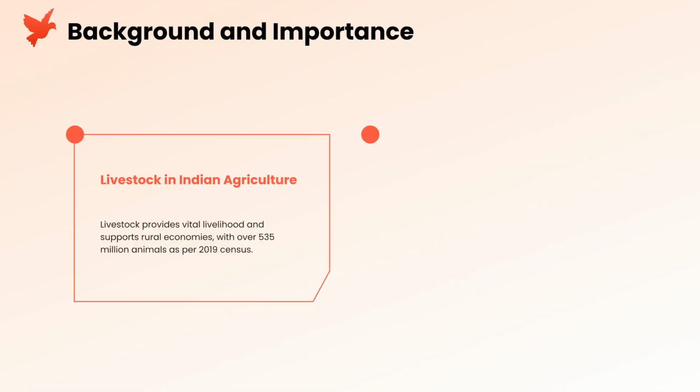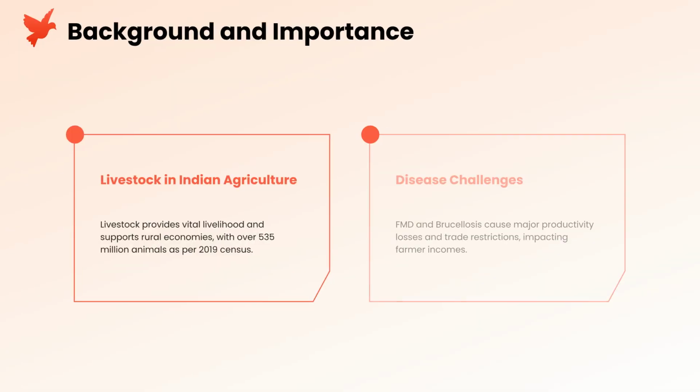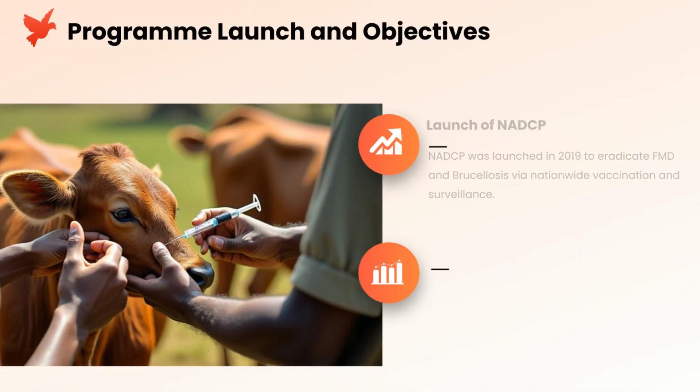Livestock are central to India's rural economy. However, diseases like foot and mouth disease and brucellosis pose significant challenges, leading to major productivity losses and trade restrictions. Launched in 2019, this program aims to eradicate FMD and brucellosis.